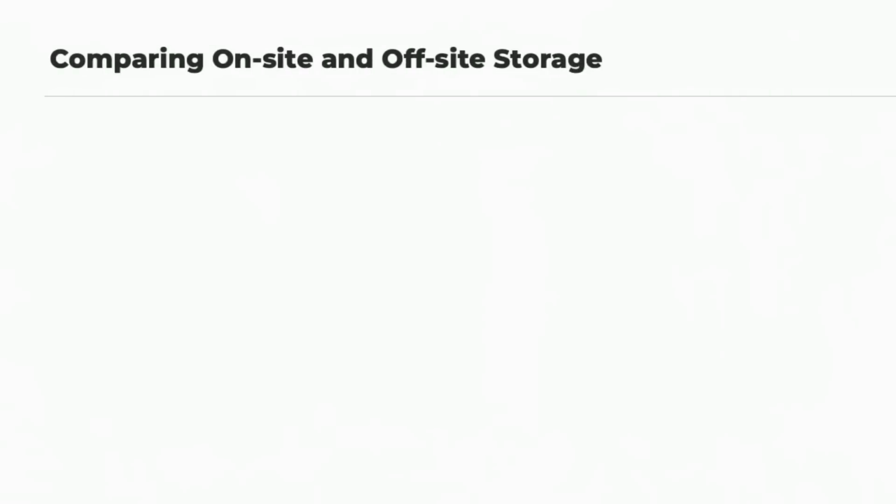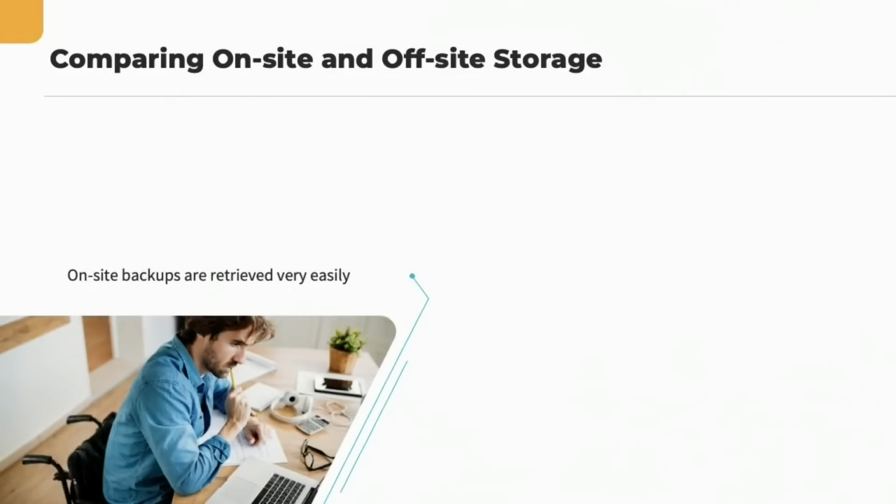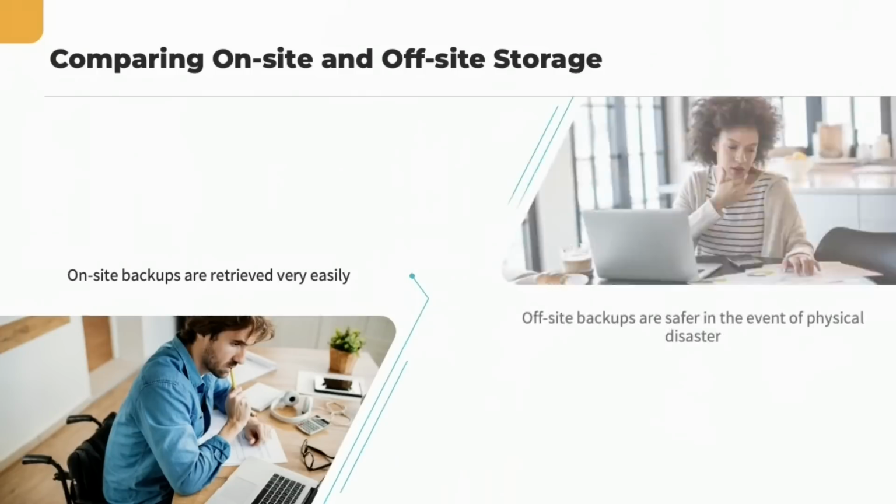So while there are pros and cons for both on-site and off-site storage, for the highest level of data safety, both should be implemented because, of course, on-site backups are, again, very easily retrieved, which translates into the ability to restore that data more quickly. But off-site storage protects you against the complete loss of all data in the event of physical disaster. So by using both, you cover all the bases, so to speak.